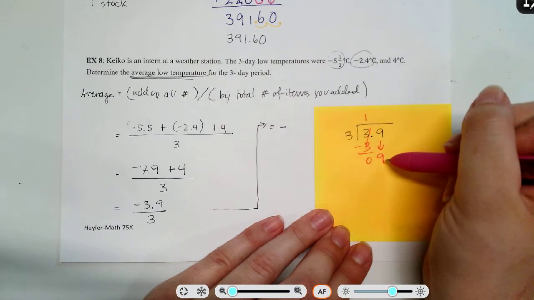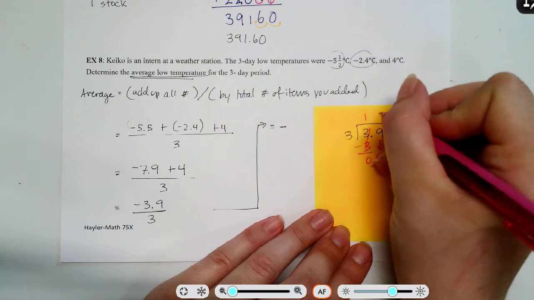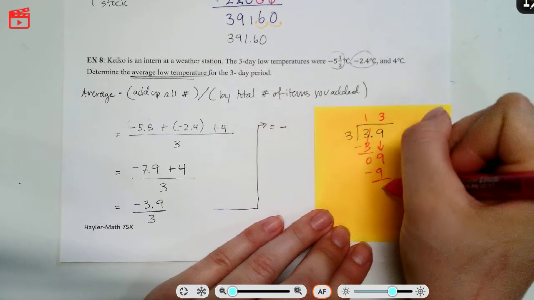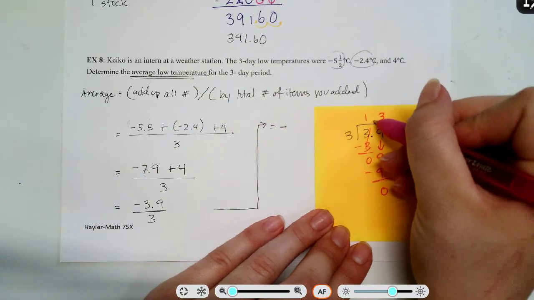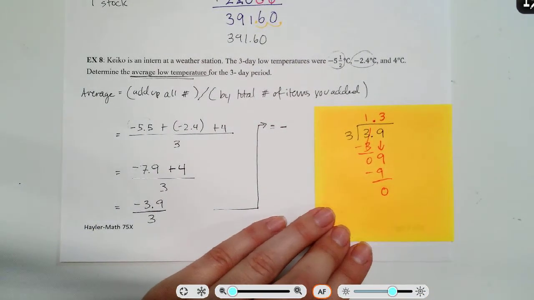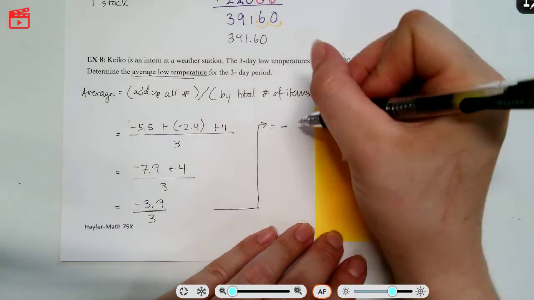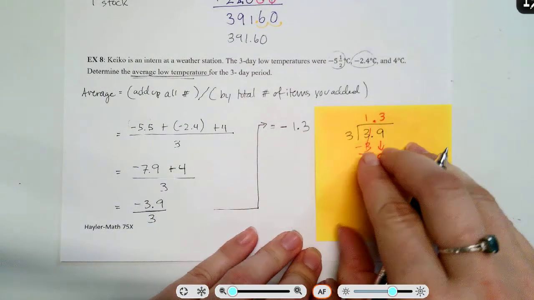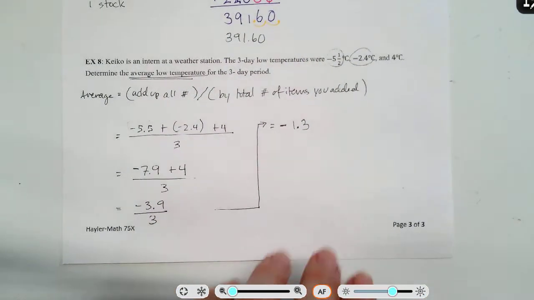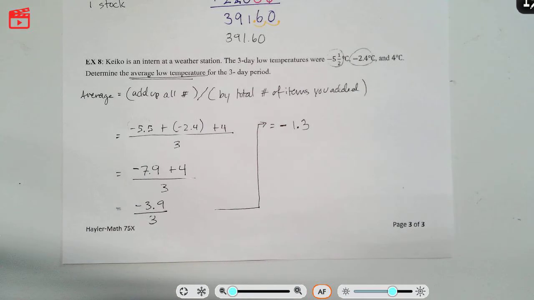3 can go into 9 how many times? 3 times. So 9, and our remainder is 0. And then we carry up our decimal there. So my answer is going to be negative 1.3. And remember, how did we know it was going to be a negative answer? Because we had a negative divided by a positive, which is going to be a negative number.